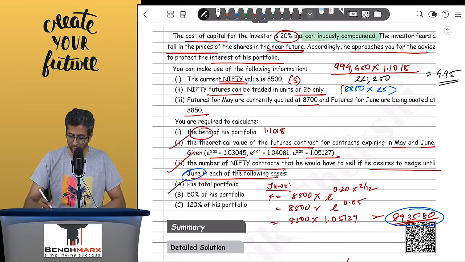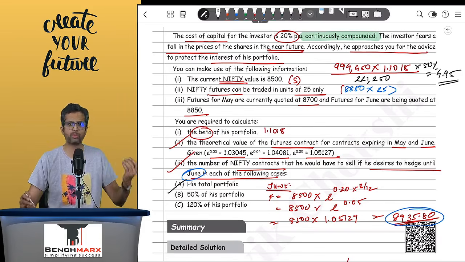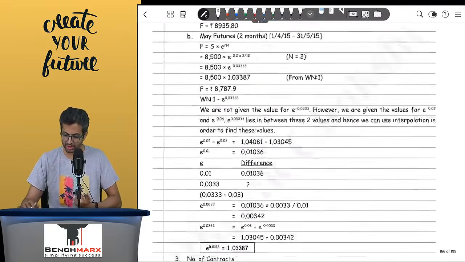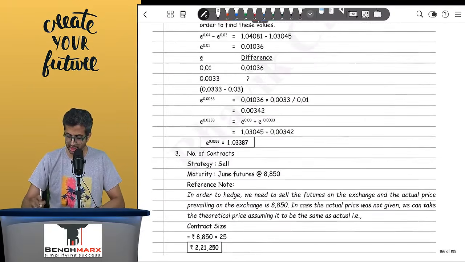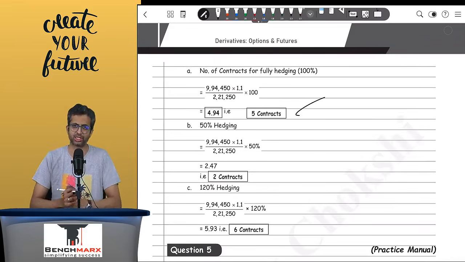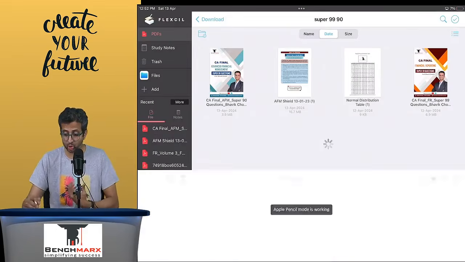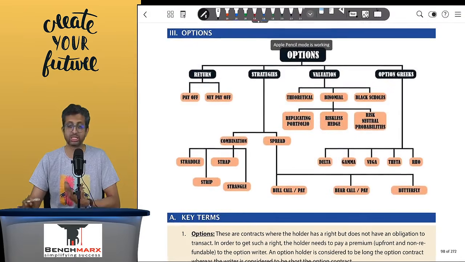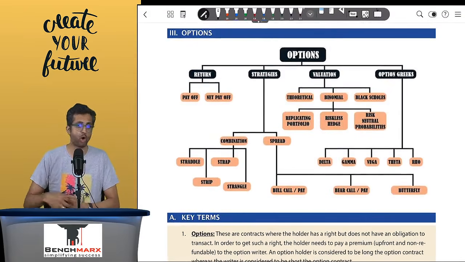Now this is if I want to hedge the entire portfolio. If I want to hedge 50% of the portfolio, over here I'll multiply by 50%. If I want to hedge 120% of the portfolio, I'll multiply it by 120%. So over here you can accordingly find, let us say in this particular case, 5 contracts and then 2 or 6 contracts as the case may be. So this takes care of the discussion on futures, along with, I would say, 2 of the more important questions which pertain to the futures. Next you go to the section of options.